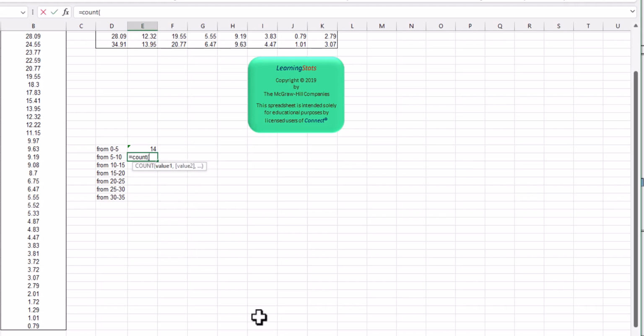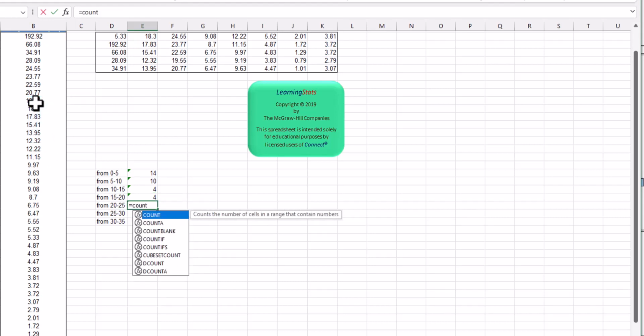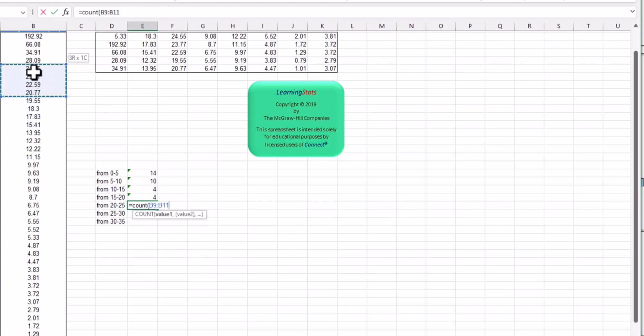I can go to the next, count. And these are between 5 and 10. Close my parentheses, do it again. Count 10 to 15. So again, all I'm doing here is just counting how many are in this group. I lost my place, 15 to 20. And then 20 to 25. And 25 to 30, I can actually see only that 28. So 25 to 30 would only be the 28, and then the 34.